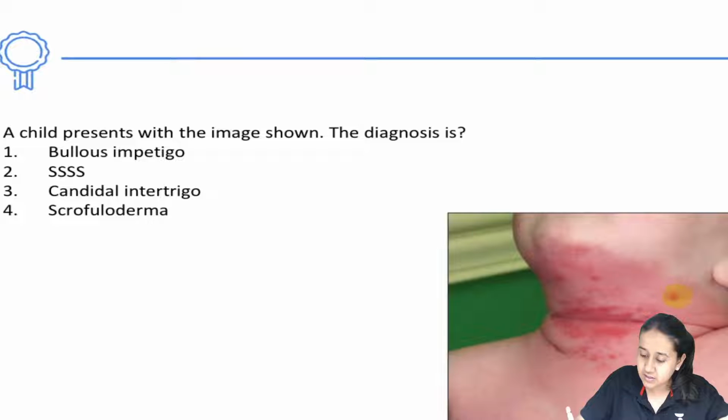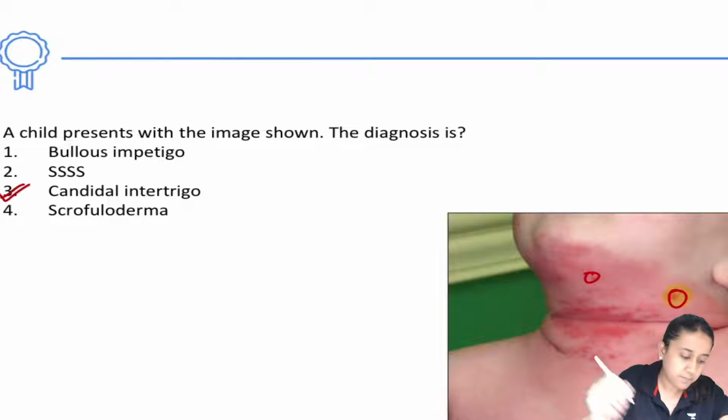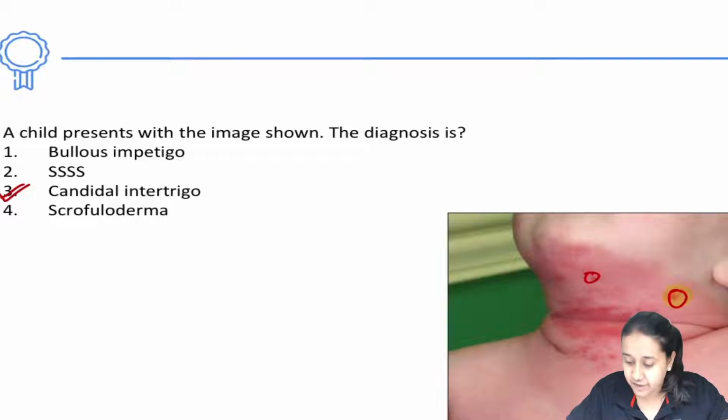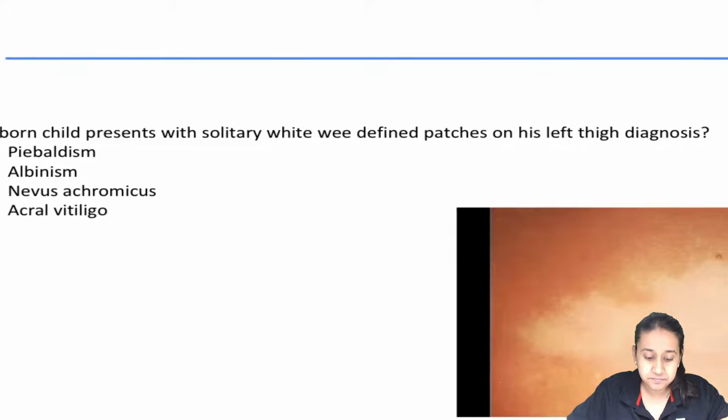And if you notice here, these are some of the satellite lesions, which is a very characteristic feature of intertrigo. And it occurs usually in children because of moisture, which is a very important precipitating factor for the development of intertrigo. Next question.